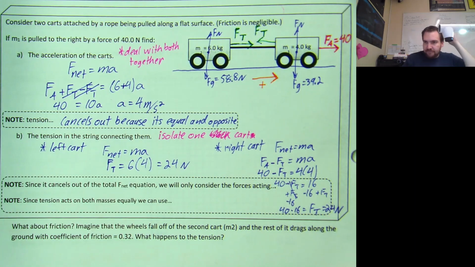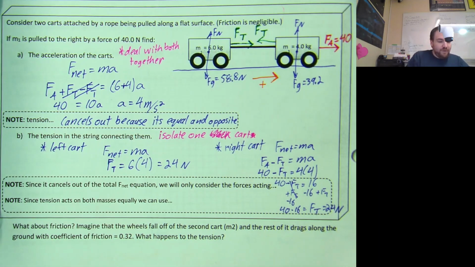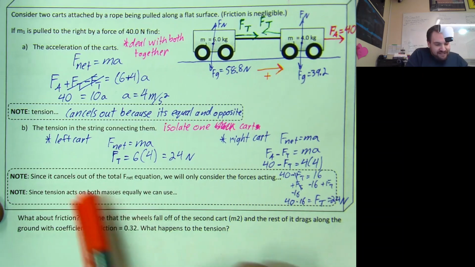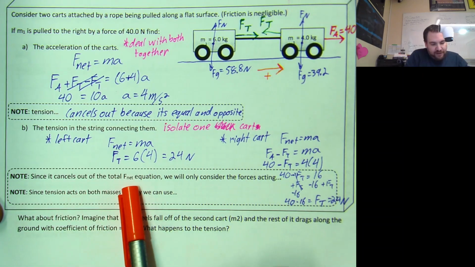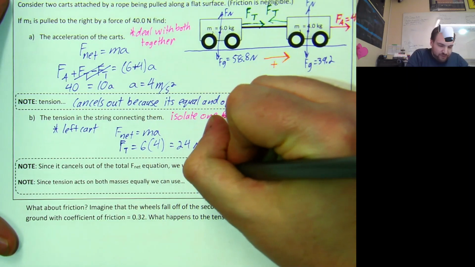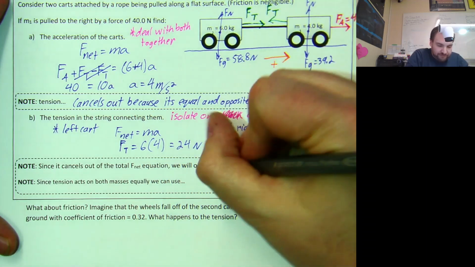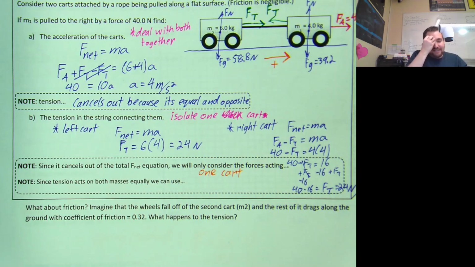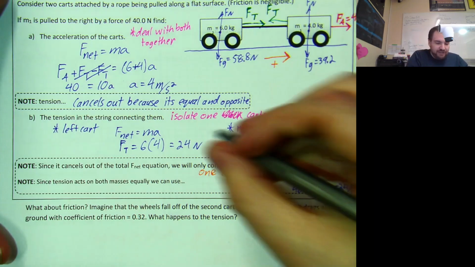Okay. Questions, comments, concerns? Relatively straightforward, yes? Okay. Since it cancels out of the total F net equation, we only consider the forces acting on one mass, which is why I isolated one cart. And since tension acts on both masses equally, we can use either one.